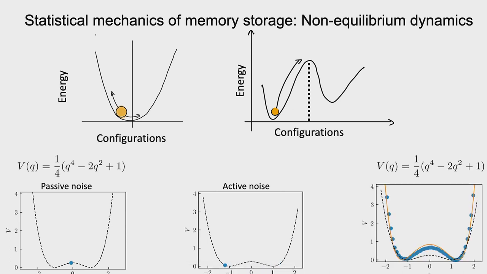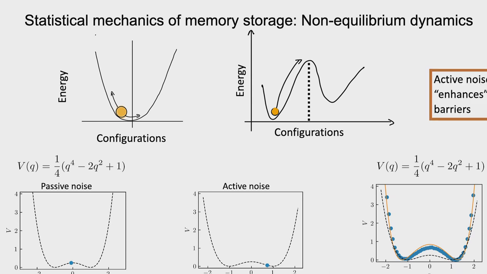And in the end, if you make a histogram of the positions visited by the particle, what you'll see is that in the presence of the passive noise source, the system visits what it's supposed to visit. It spends time at the wells and crosses the barrier every so often. But in the presence of active noise, the histogram looks like the one you would have obtained if you had effectively an enhanced barrier.